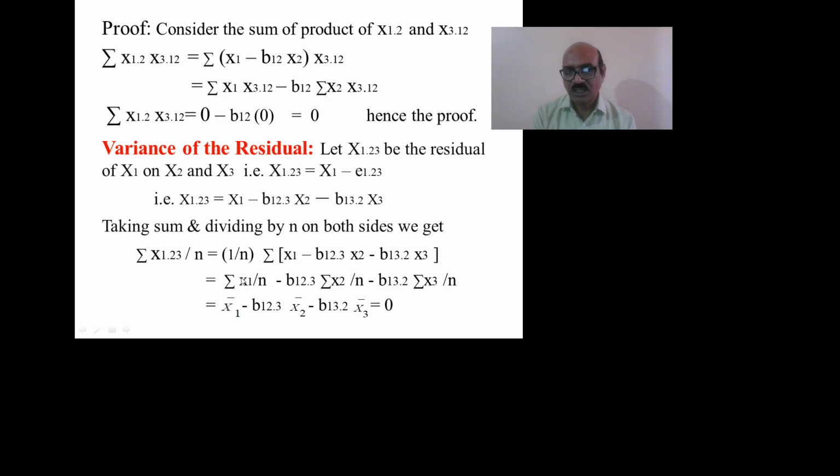So this will be x1 bar, this will be x2 bar, this will be x3 bar. Therefore x1 bar minus b12.3 x2 bar minus b13.2 x3 bar. But already, in the derivation of the equation, we have proved that x1 bar, x2 bar, x3 bar are 0. So the first term is 0, the second is 0, the third is 0, and the whole thing becomes 0. So the mean of this residual is also 0. This is the mean x1.23 bar, so that bar will be 0.